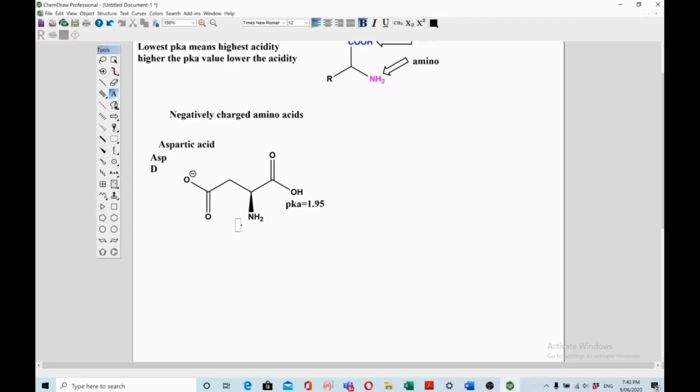The pKa for this is 1.95, the pKa for this NH2 is 9.66, and the pKa for this negatively charged oxygen is 3.71. So from the pKa you can clearly say this is the most acidic group, then this one, then this one. That order will be this. The next amino acid in this family is glutamic acid.